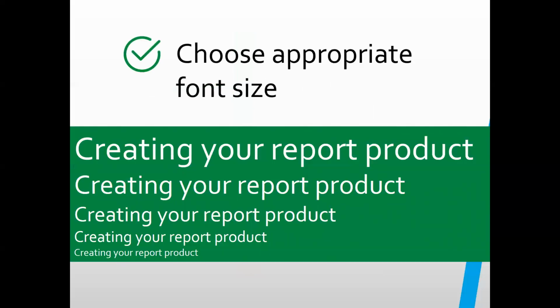Some general rules of thumb are, for PowerPoint presentations, use no smaller than 16 points. It's going to be projected up. You want to make sure people in the back of the room of your presentation are going to be able to read it. For printed material, use no smaller than 11.